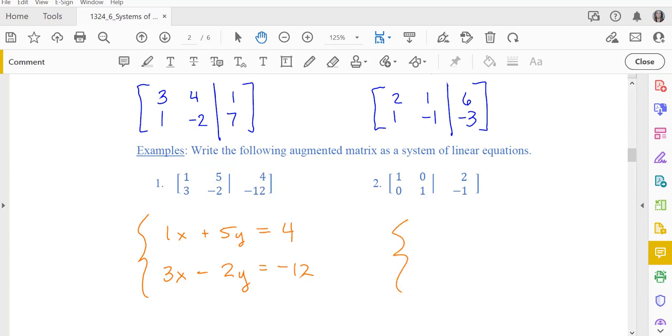For number 2, you get the system 1x, or just x, plus 0y. But what is 0 times y? Isn't that just 0? So you don't need to write anything. You get x equals 2. In that second equation, you get 0x plus 1y, so y equals -1. I wonder if matrices of this form, where you have 1, 0, 0, 1, I wonder if that's a special type of matrix.